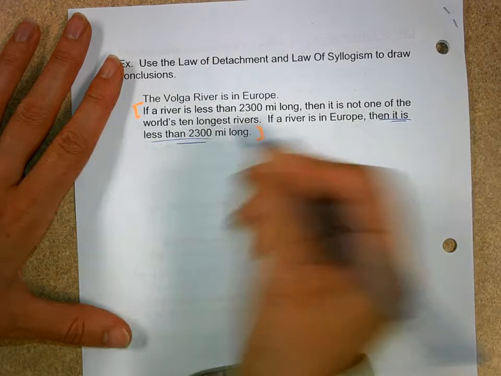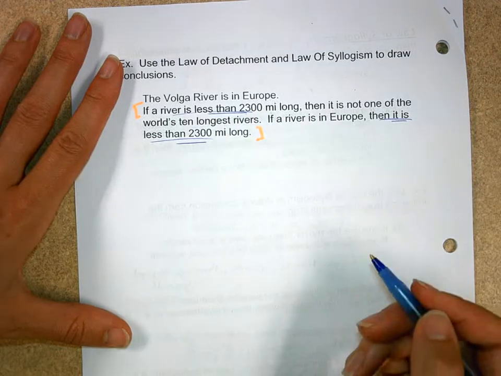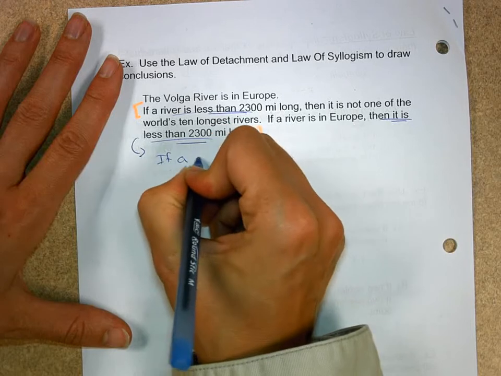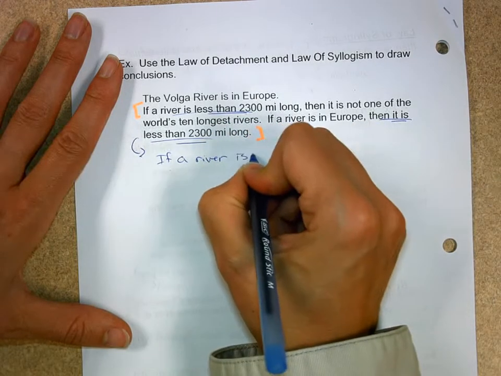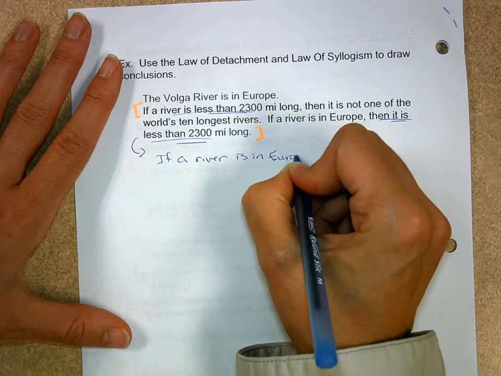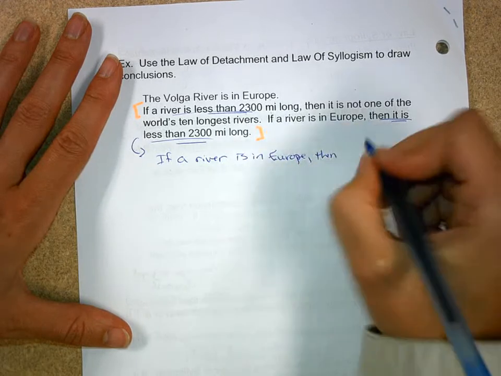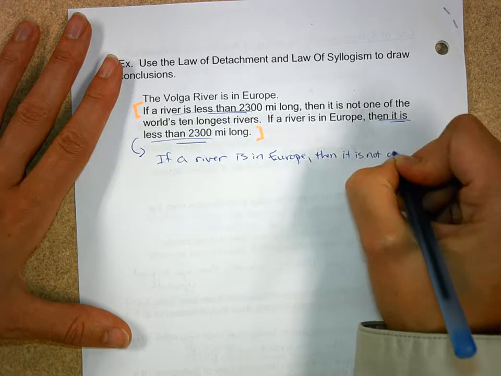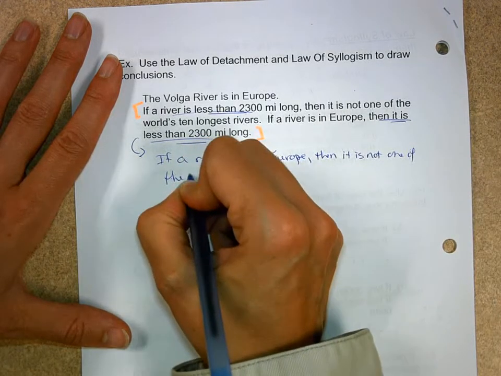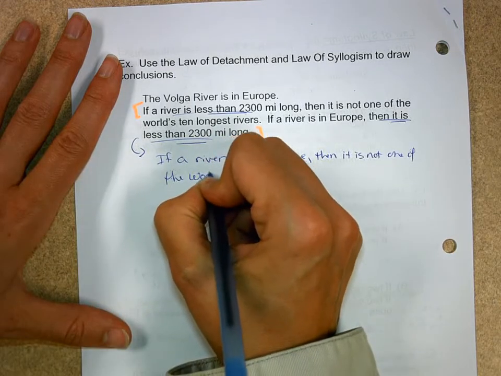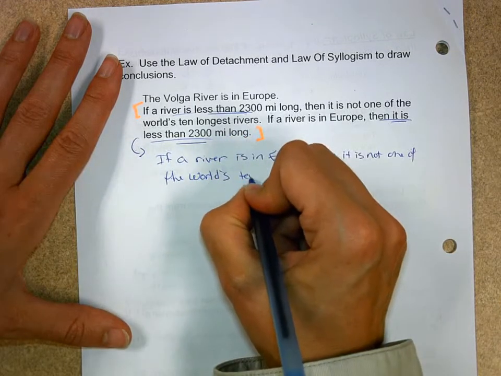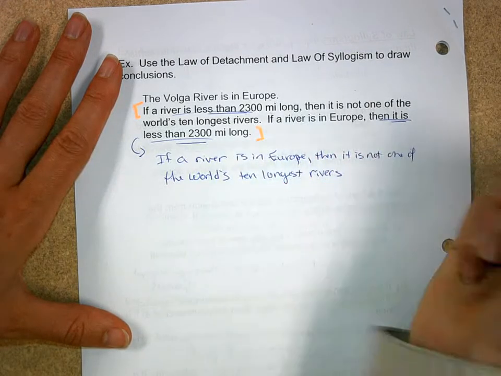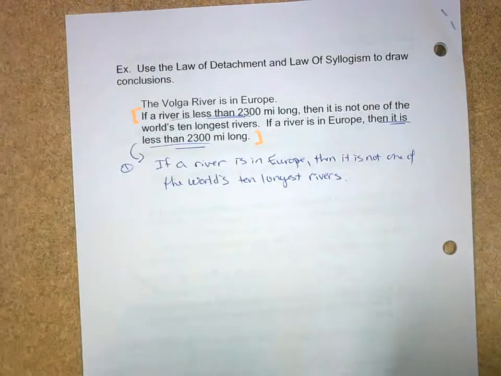Well, notice I have a conclusion and I have a hypothesis that are the same. So I know, based off of this first part, if a river is in Europe, then it is not one of the world's 10 longest rivers. So that's kind of like step number one. I got that. But notice the next thing here.